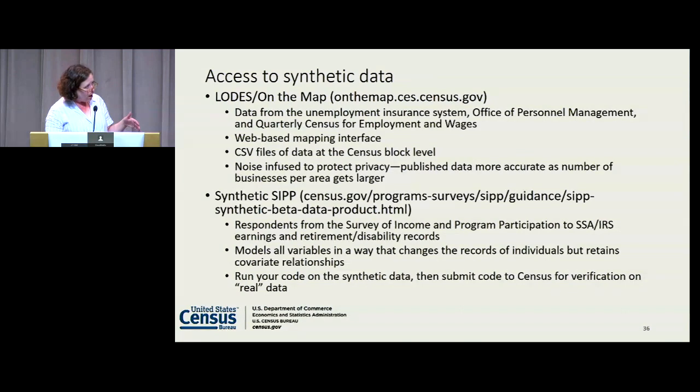And then the synthetic data models all the variables in a way that changes the records of the individuals in the data, but it retains the covariate relationships among the different things that an economist might want to look at, like family size versus income or whatever. So there's a system currently at Census where you run your code on the synthetic data, see what you get, and if it looks cool, you submit the code to the Census Bureau and they run it on the real data and send the results.